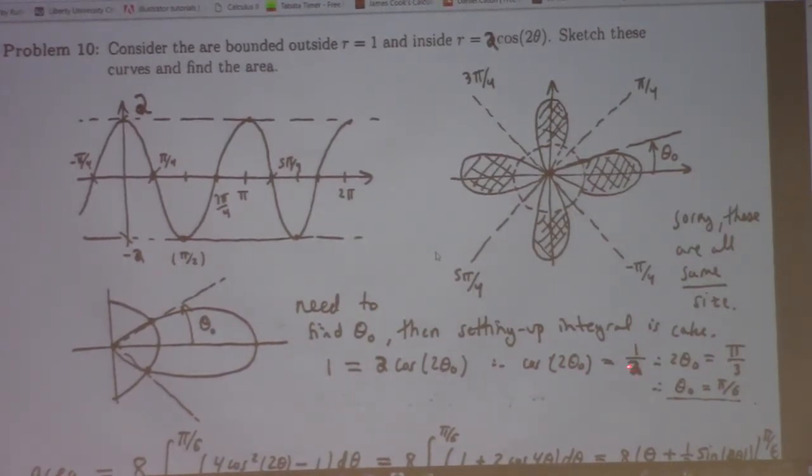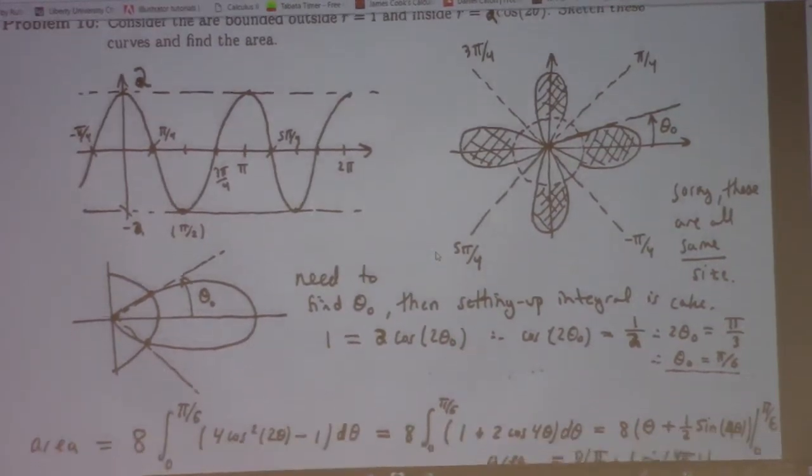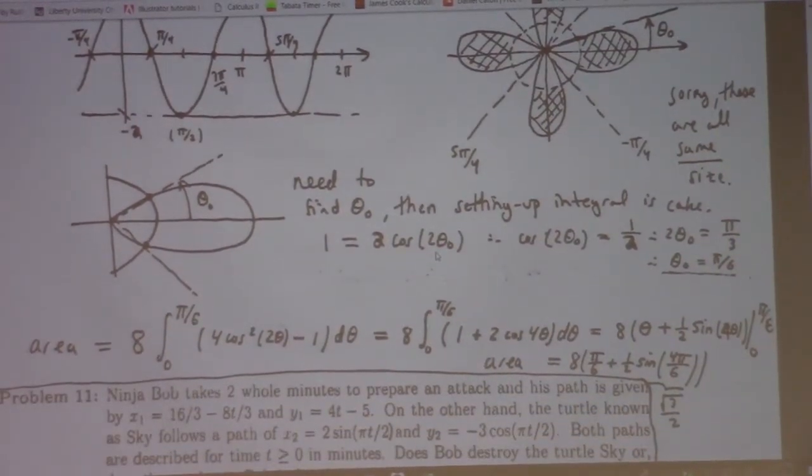And so to have cosine of 2 theta equal to 1/2, that means 2 theta is pi over 3, which gives us theta naught is pi over 6. So I'm actually going to integrate from minus pi over 6 to pi over 6 to get the area. And I have to use 1/2 r out squared minus r in squared because there is an inside and outside radius. And so why do I put an 8 here instead of a 4?